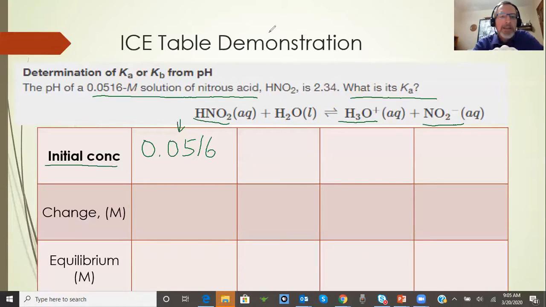Now it's not all nitrous acid once you put it into solution. You have to just think in terms of total nitrous acid at time t equals 0, which is what they give us. Now, can someone tell me at time t equals 0 what the concentration of hydronium ion would be?